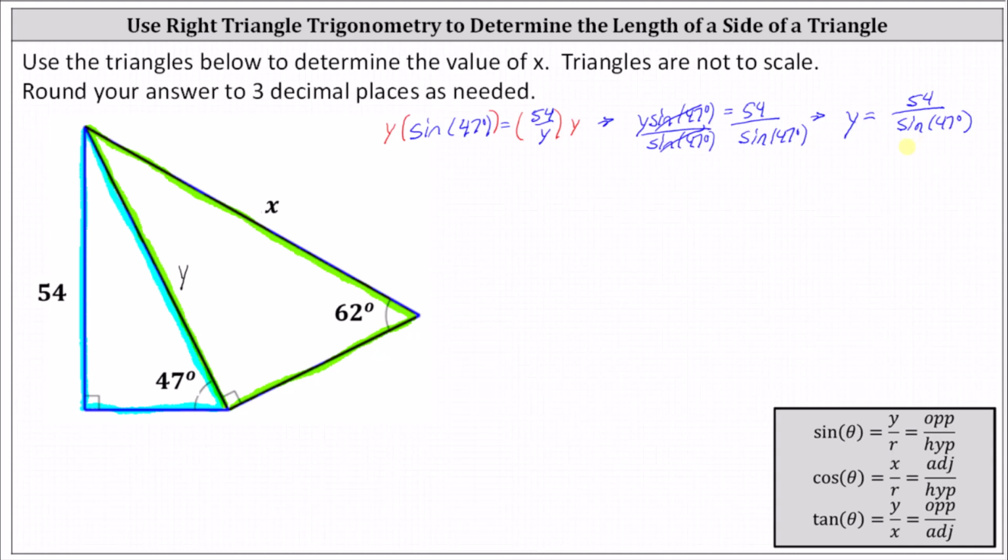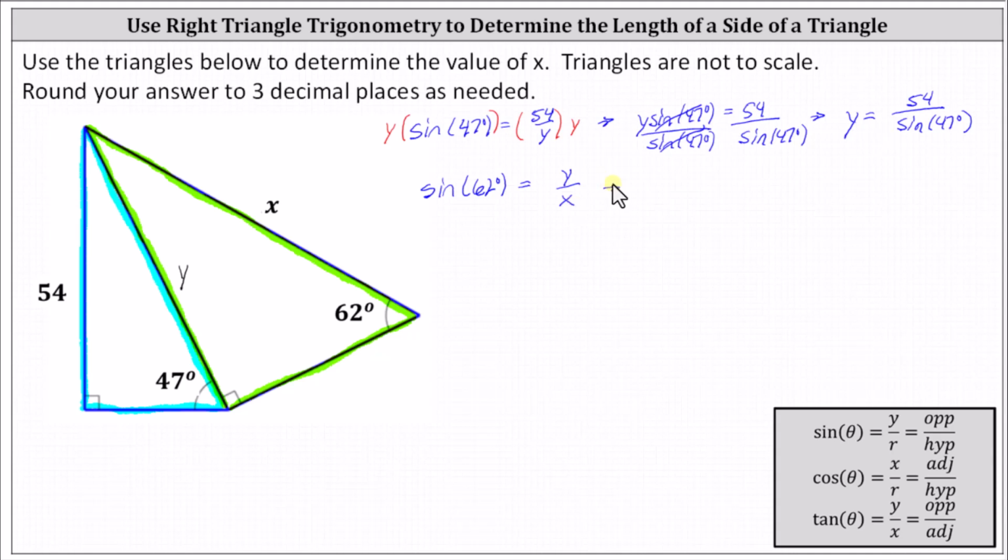And now let's focus on the right triangle on the right side. Referencing 62 degrees, notice y is the opposite side and x is the hypotenuse, which indicates sine 62 degrees must equal y divided by x. And now we'll substitute 54 divided by sine 47 degrees for y, and then solve for x.